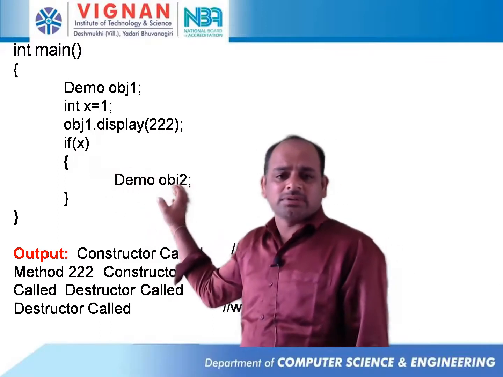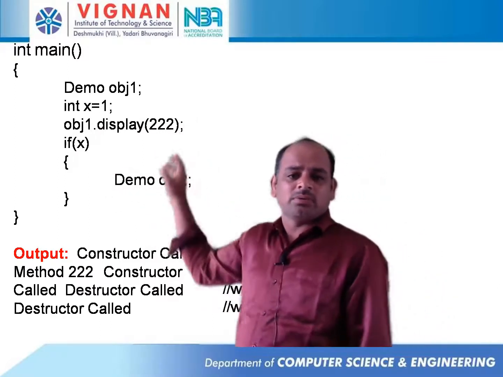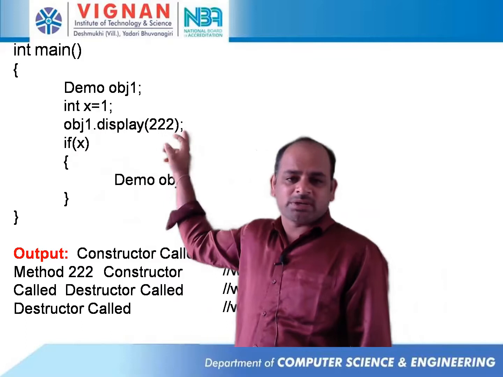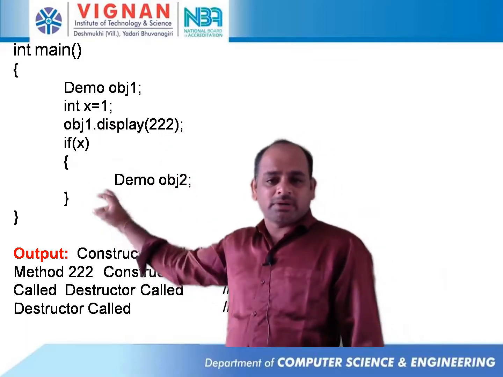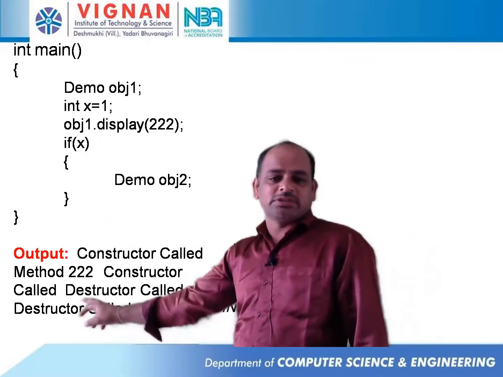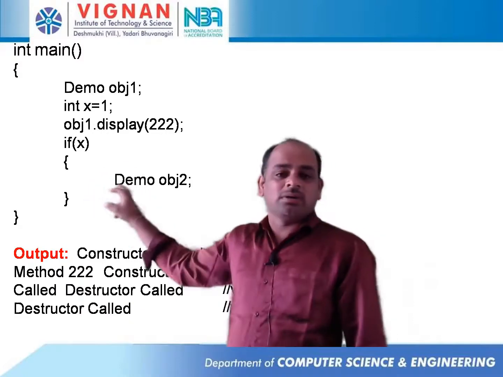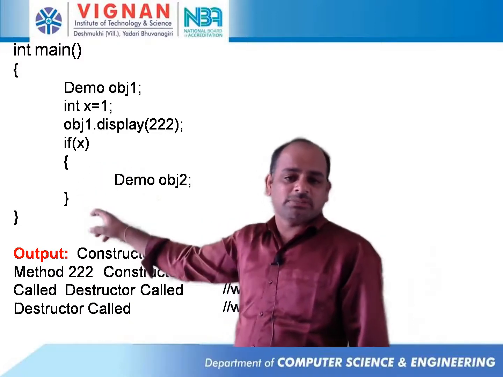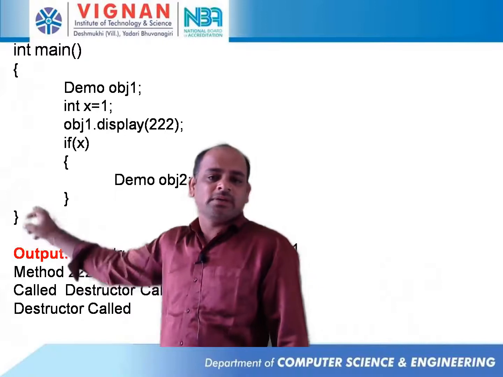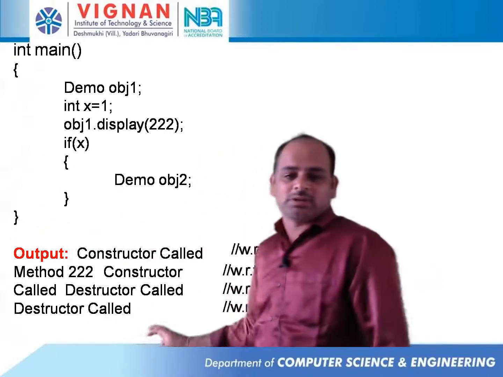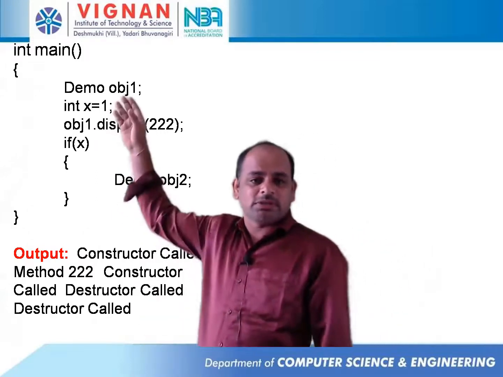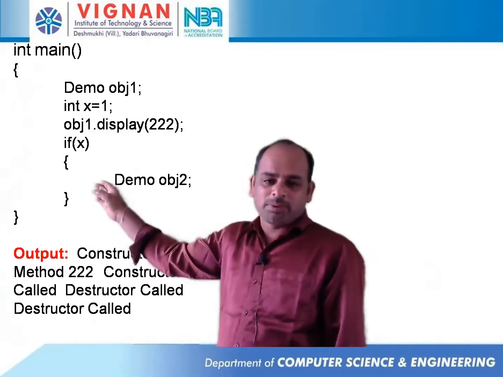Then it will display the value 2, constructor, and when object 2 is created, again the default constructor will be called with object 2. When the execution of this block is over, the destructor will be called. So after execution of this block is completed, one time the destructor will be called. When the program execution completes, before the end of the main function also, the destructor will be called. So twice the destructor is called, because we have two blocks: one is the main function and the other is the block here.